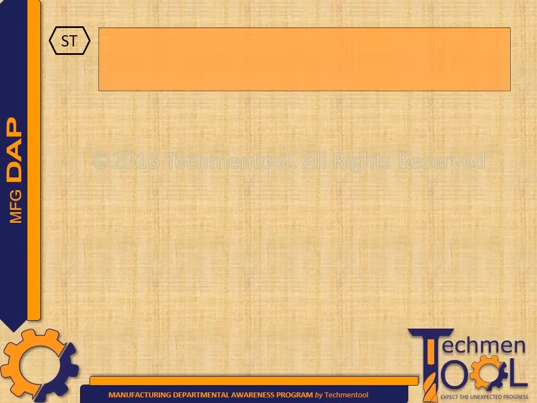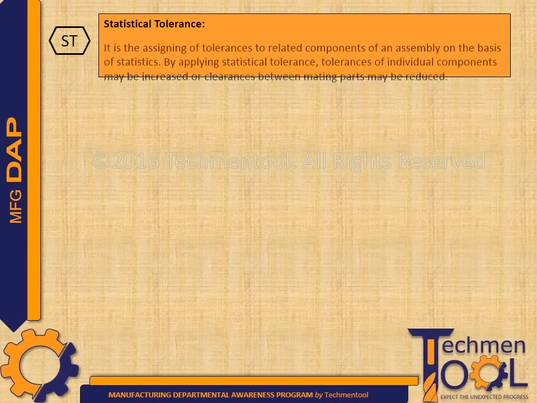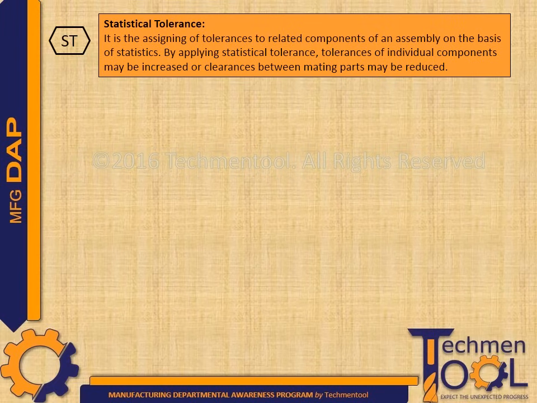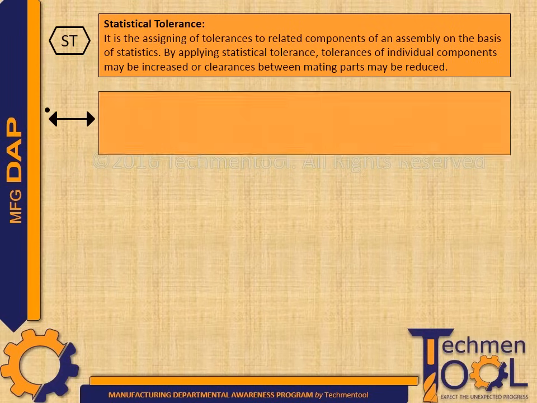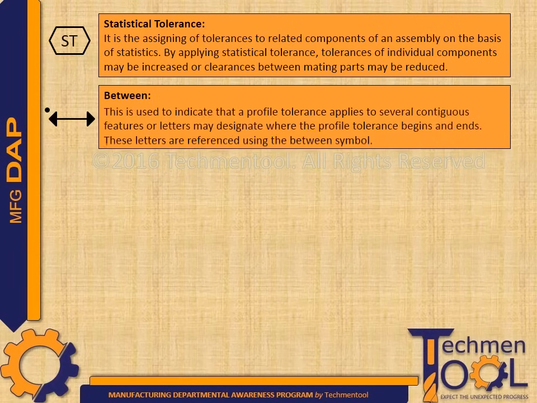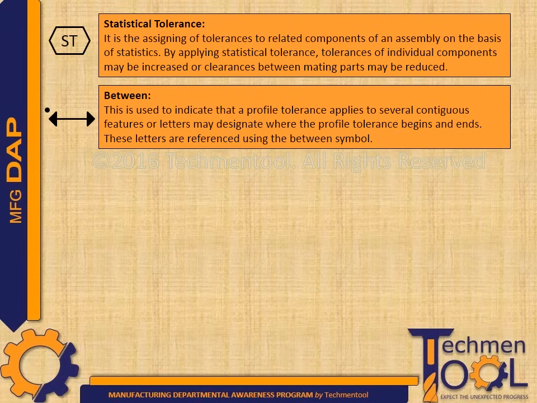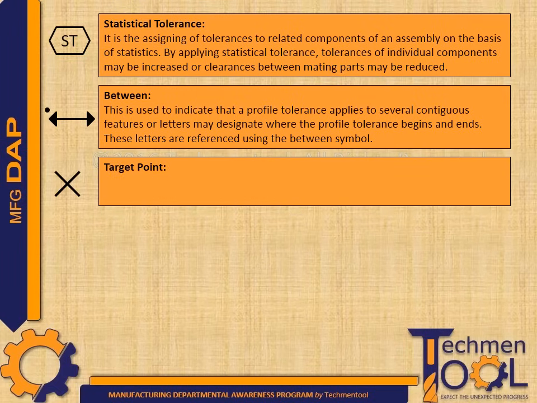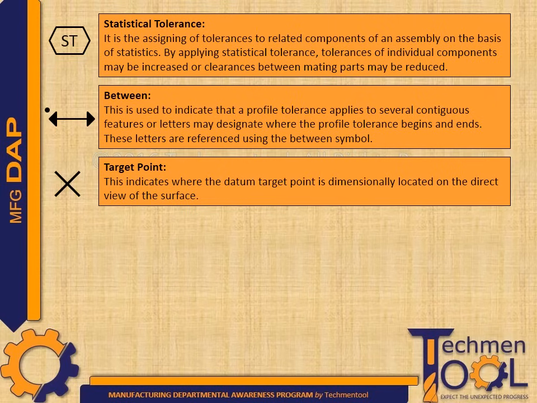Statistical tolerance. It is the assigning of tolerances to the related components of an assembly on the basis of statistics. By applying statistical tolerance, tolerances of individual components may be increased or clearances between mating parts may be reduced. Between. This is used to indicate that a profile tolerance applies to several contiguous features or letters may designate where the profile tolerance begins and ends. These letters are referenced using the between symbol.